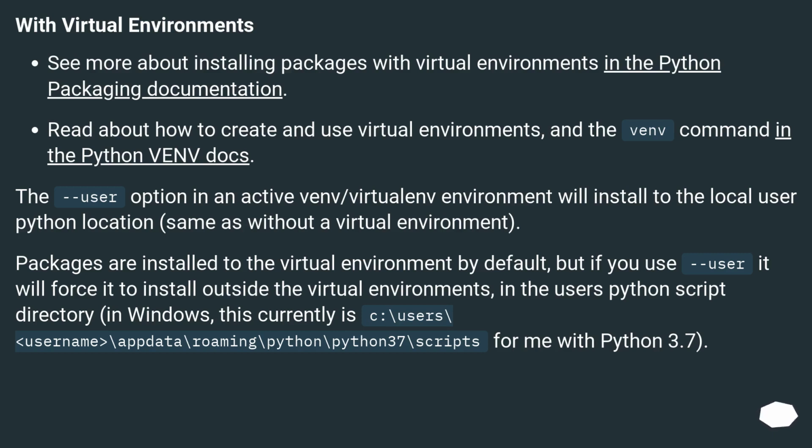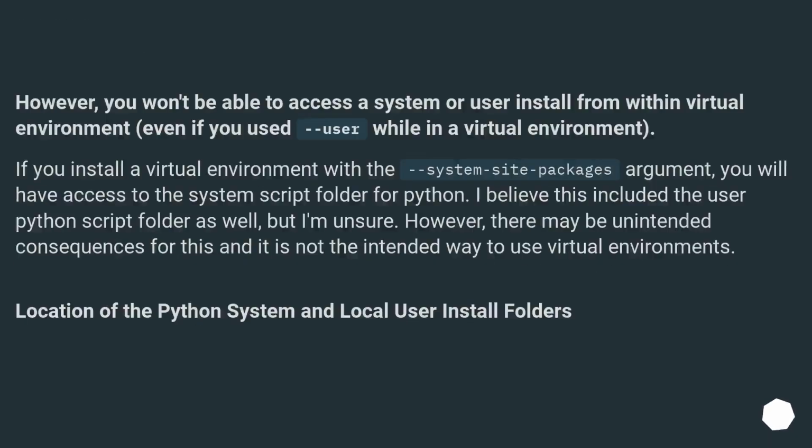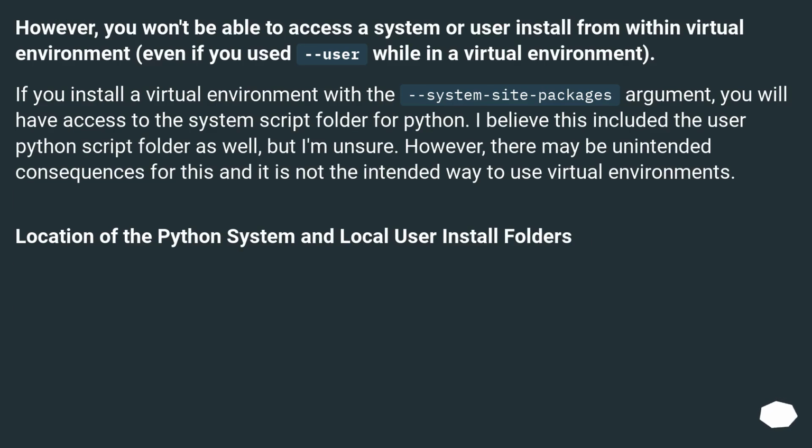In the user's Python script directory, in Windows, this currently is c:\Users\username\AppData\Roaming\Python\Python37\Scripts for me with Python 3.7. However, you won't be able to access a system or user install from within a virtual environment, even if you used --user while in a virtual environment.